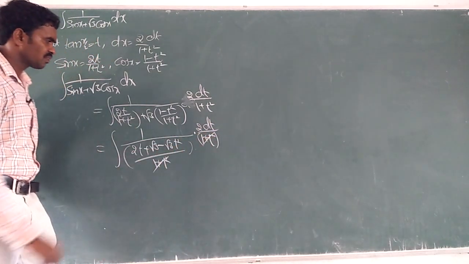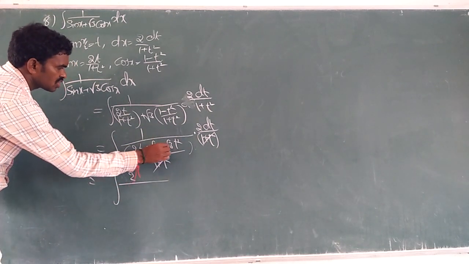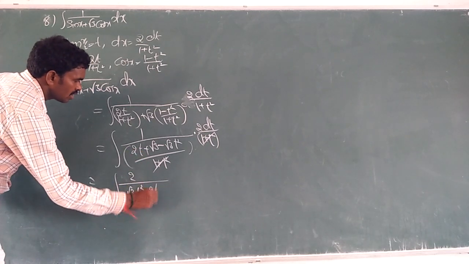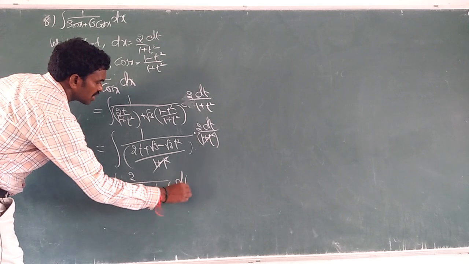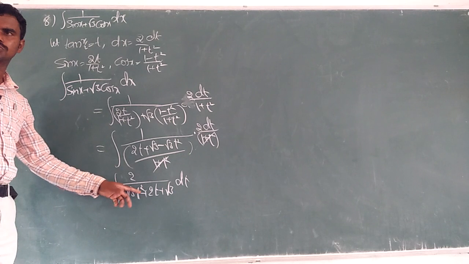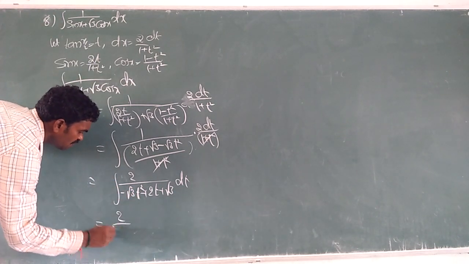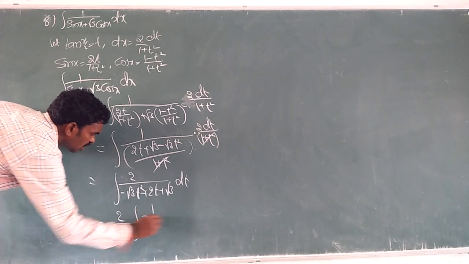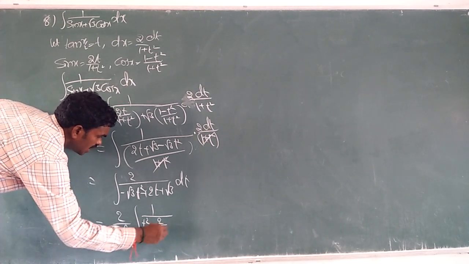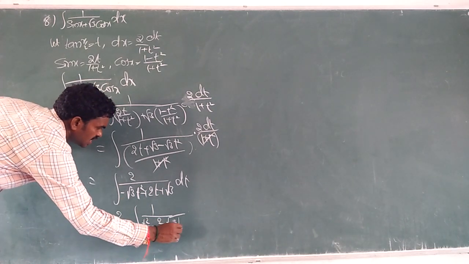See, both are cancelled. Remaining is 2 dt by, first writing minus root 3 t square, then plus 2t plus root 3. Which is taken out common? Minus root 3 is the t square portion, so take minus root 3 out common. So 2 by minus root 3 into integration of 1 by t square minus 2 by root 3 into t, plus root 3 can be taken common and minus 1, dt.